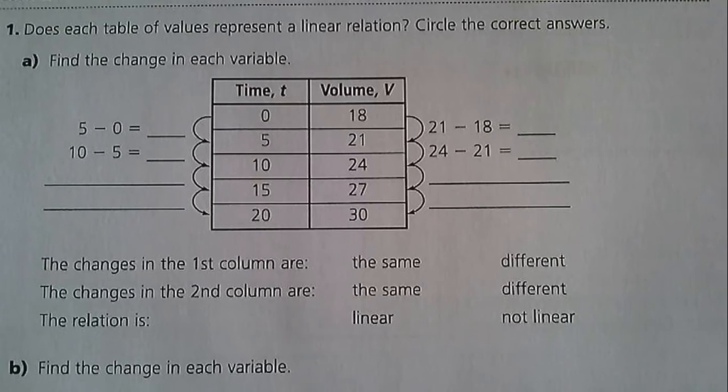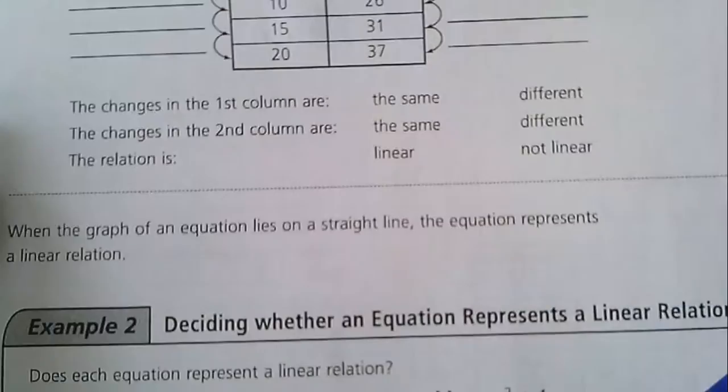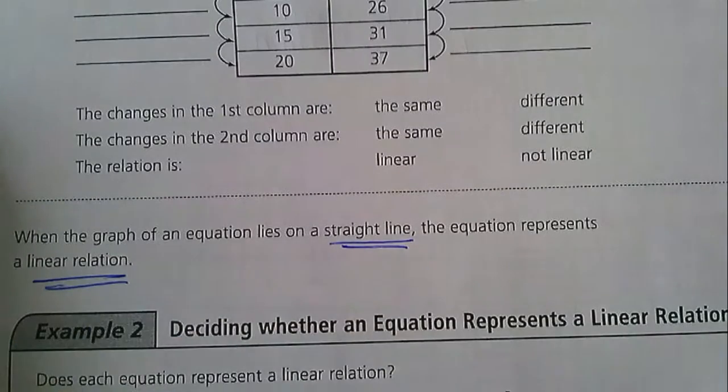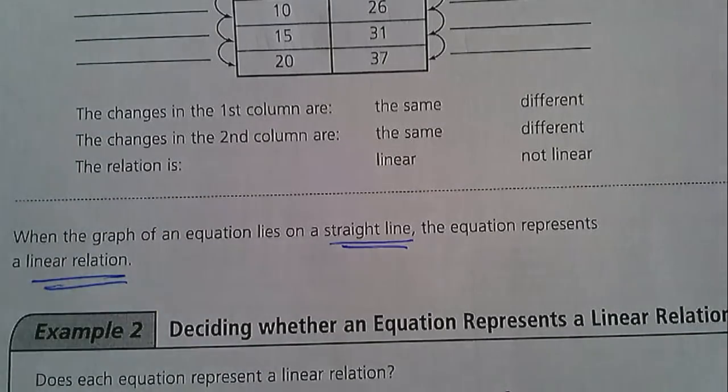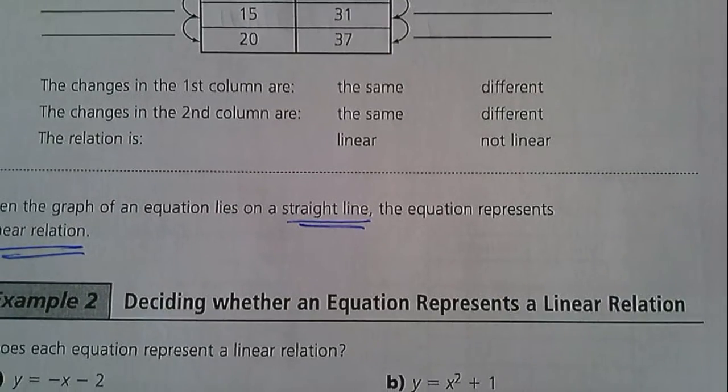So when the graph of the equation lies on a straight line, as said below here, then it is a linear relation. So just remember, straight line, linear relation. Not a straight line, not a linear relation. You can pause the video now and do those 2 check questions on page 292. I'm going to go ahead with the rest of the lesson so you can check those check questions using the answer keys that I've posted.